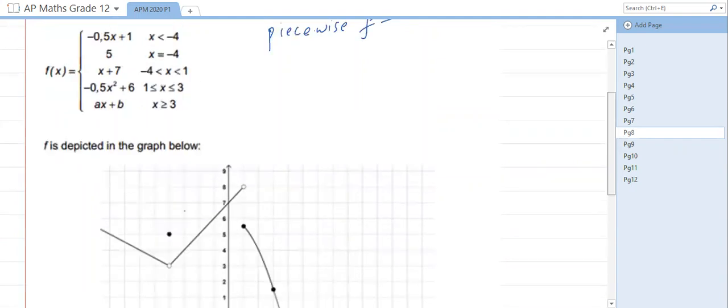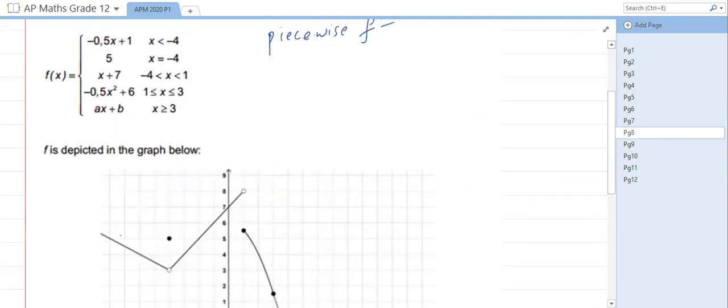Right. So this is negative 0.5x plus 1. At x is equal to minus 4, we have 5. And then between minus 4 and 1, we have x plus 7. There's your x plus 7 here. You just write it here. That's x plus 7. That's negative 0.5x plus 1. This is just 5, the value of 5 at x is equal to minus 4.